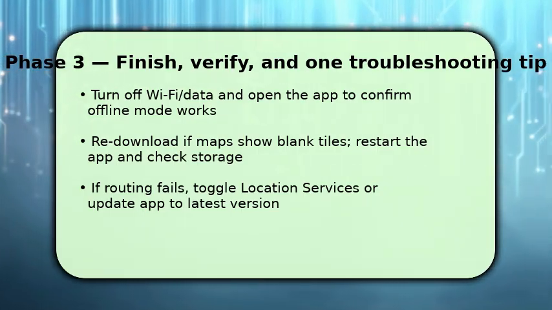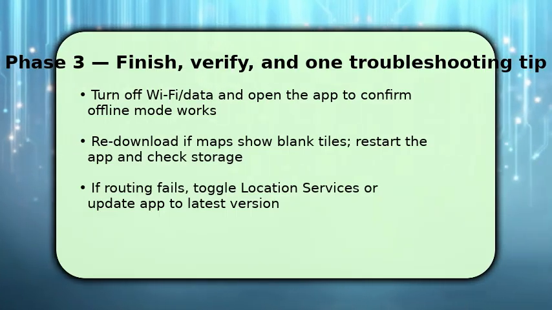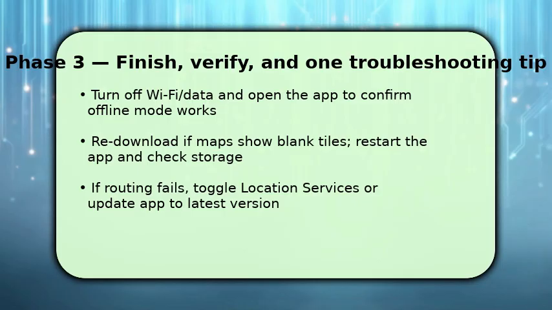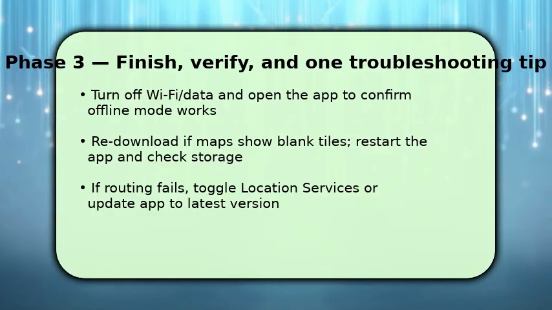If turn-by-turn routing fails, toggle location services in Settings, update the app, or reboot the iPhone. These steps resolve most offline map glitches and restore reliable navigation.